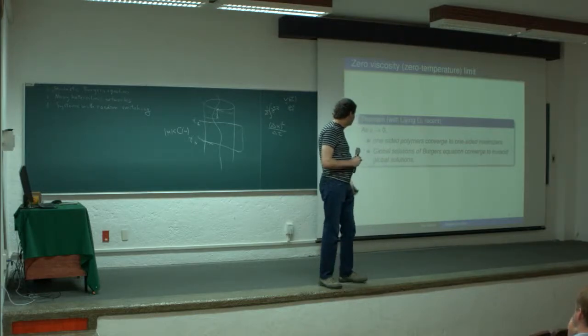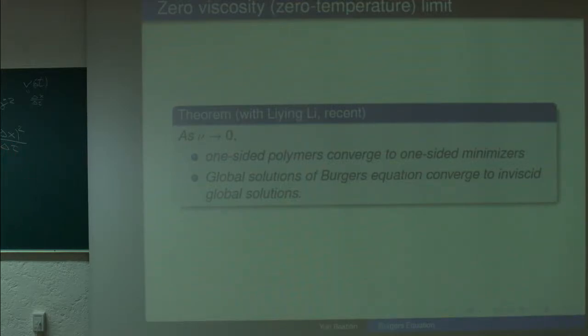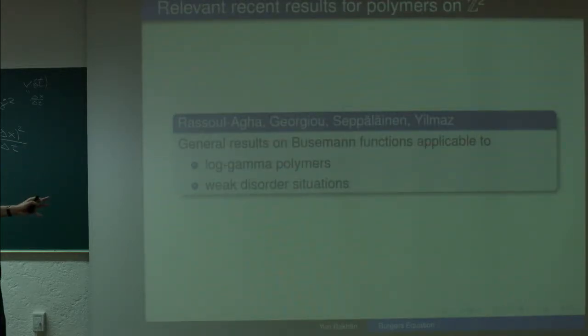This is our most recent work, and as with everything in this program, it has two phases. One is that polymers converge to one-sided minimizers. The other is that the global solutions of the Burgers equation with positive viscosity converge to global solutions of the Burgers equation with zero viscosity. And invariant measures converge and all that. Again, this is the reference to the related work by the group.